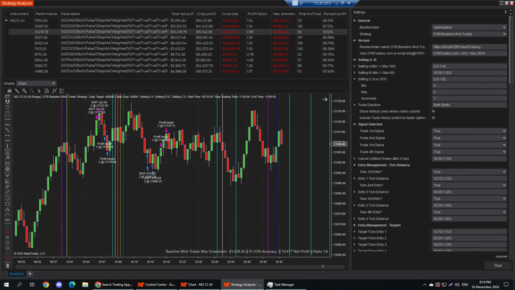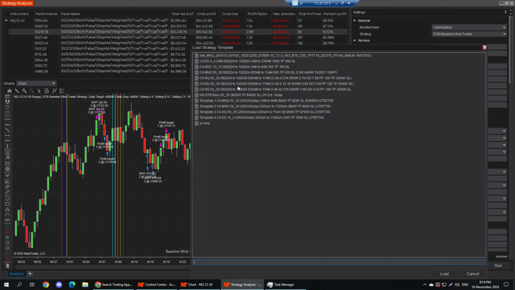Okay, so somebody asked me something in the chat about the baseline Wick Trader, for the game plan. Okay, perfect. So for the game plan template, let's load up that template. Okay, so template load, and we're going to go to, hopefully it was this one over here, right? The NQ.